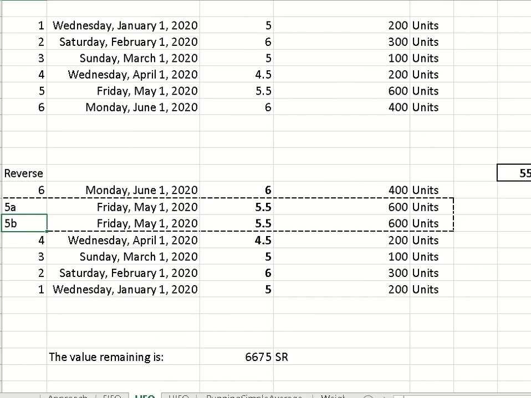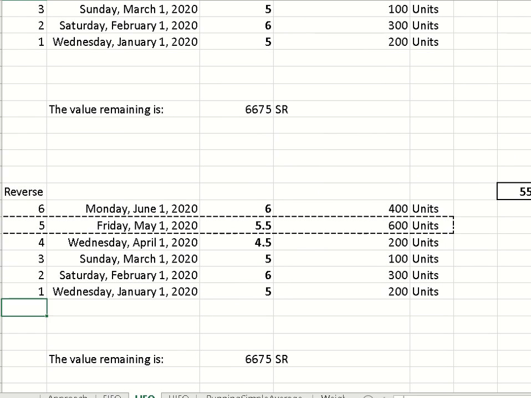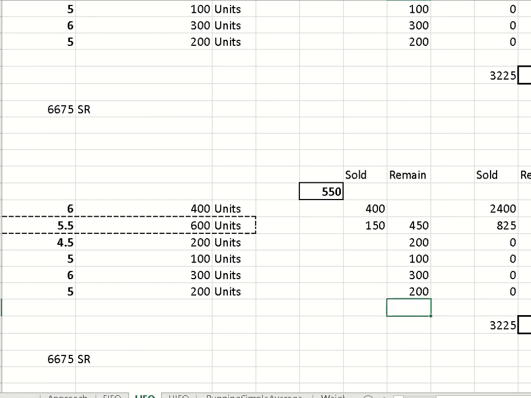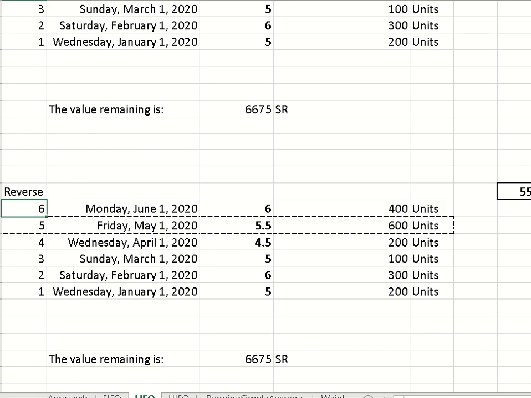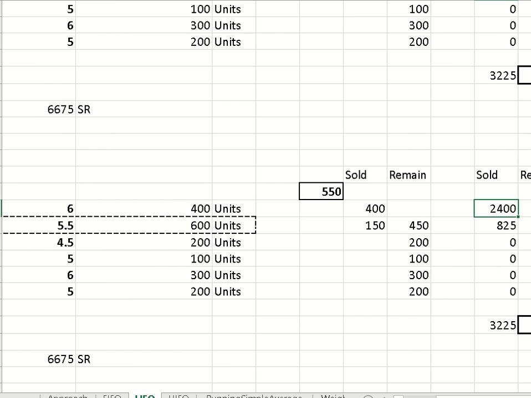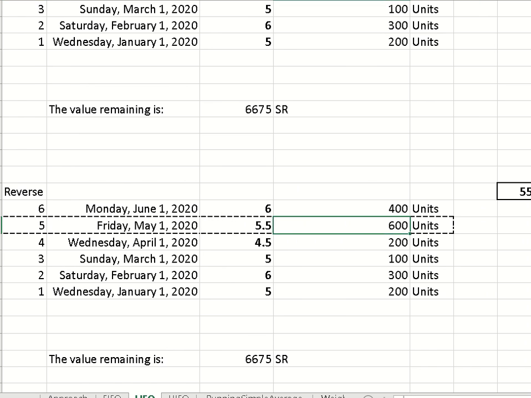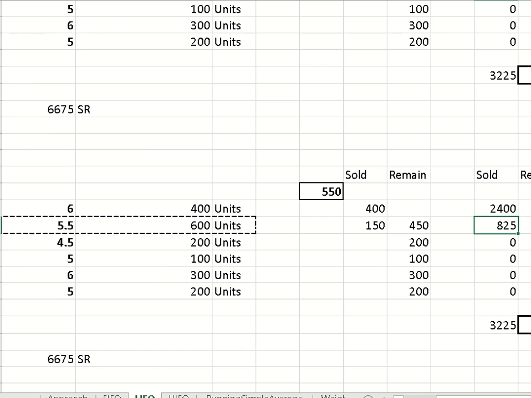Sometimes breaking the PO in this way is confusing. So what we do, we don't split, but we use the standard 2-column. Sold here, we allocate, and then you allocate here the remaining. So here we have 400 and 150, that is now equal to 550. Extend this. And we have now 450, 200, like that. So now when you compute 400 times 6, we have like this, an 825, 5.5 times 150, you have this amount.